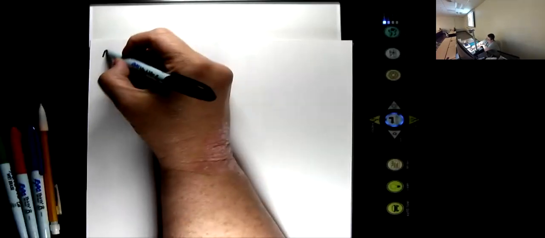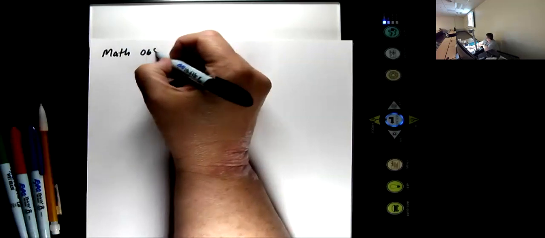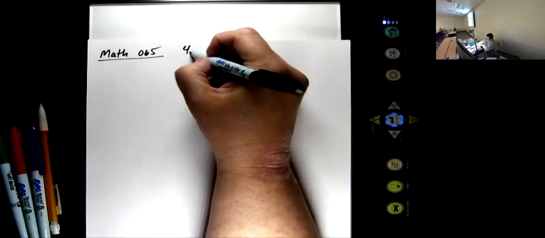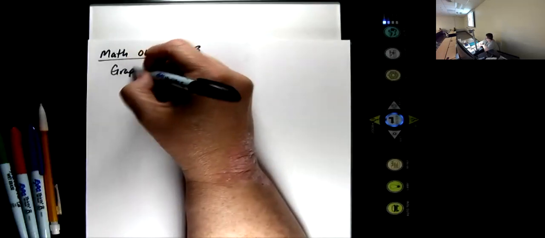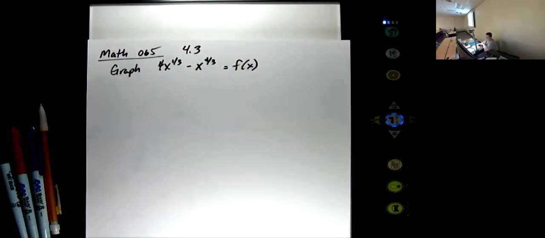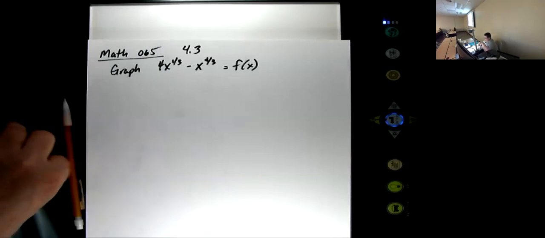All right, previously we had a take-home problem. We were in 4.3, and it was to graph 4x to the 1/3 minus x to the 4/3 equals f of x. It was worth noting you can factor out x to the 1/3. We get 4 minus x as a remainder there.